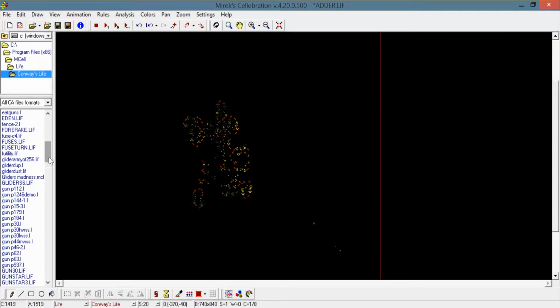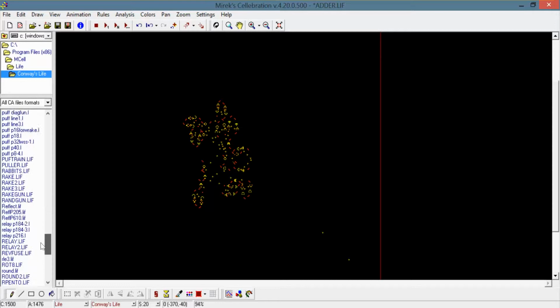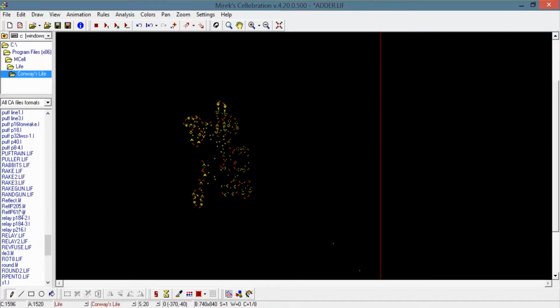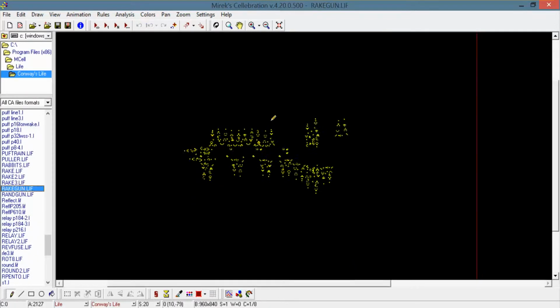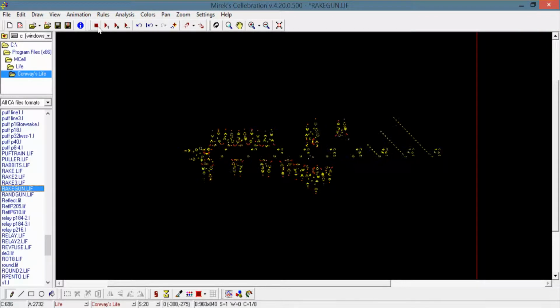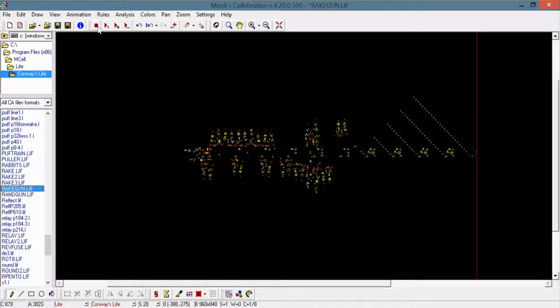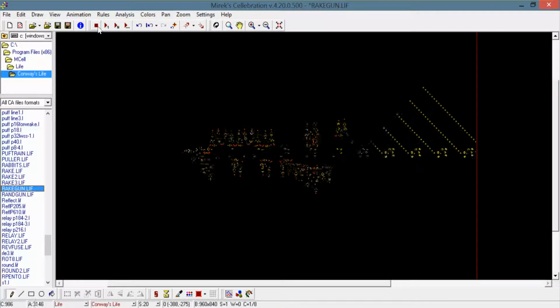We can take a look at another type of CA. Let's go down here to rate gun, I guess, and run this. So again, we're getting emergent behavior, behavior which we would have never guessed just looking at the starting position of the CA.